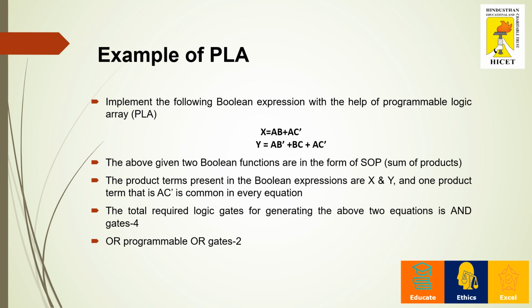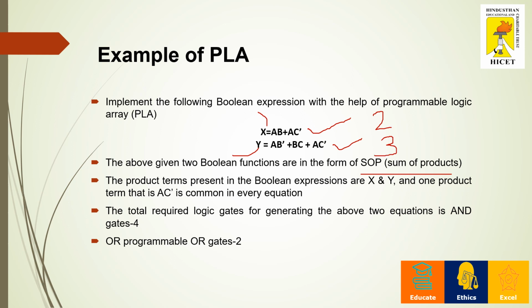When you look at this Boolean expression, I have given X is equal to AB plus AC complement. Again, this expression is a sum of product expression where X and Y are considered to be the product terms in the Boolean expression. When you observe this, X has two product terms. When you observe the equation Y, it has three product terms.